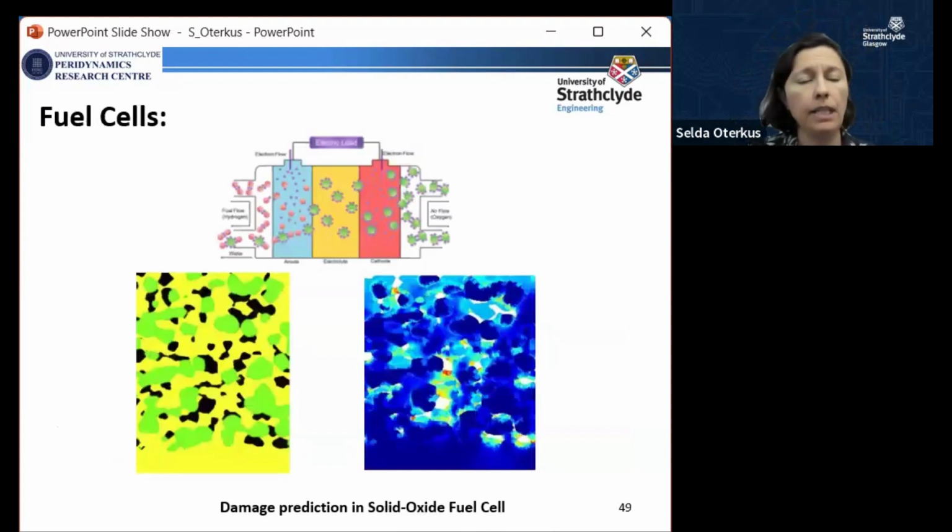And we can also obtain damage initiation and propagation in fuel cells. Now the damage occurs at high temperatures. As you can see, we can predict the damage pattern in the fuel cells by using our peridynamic methodology.